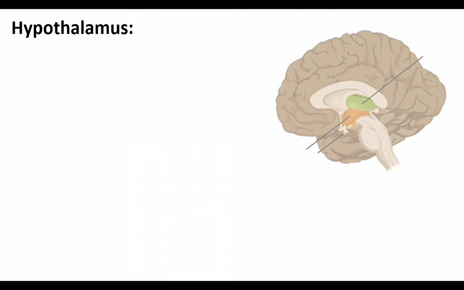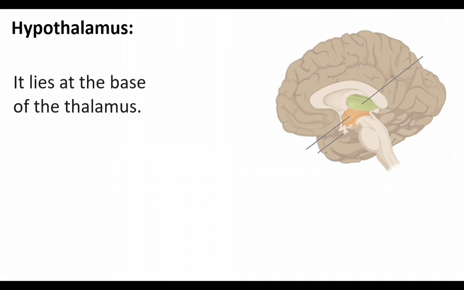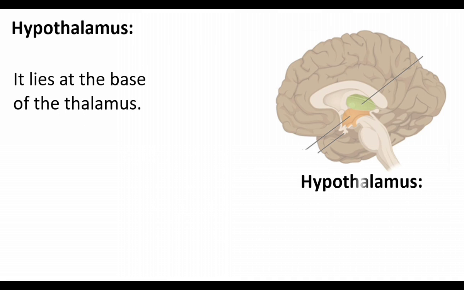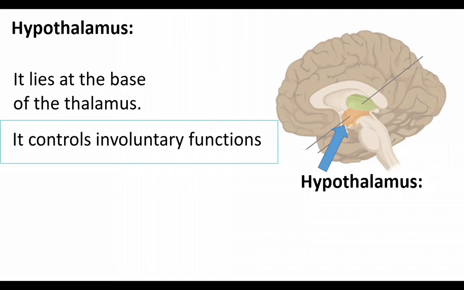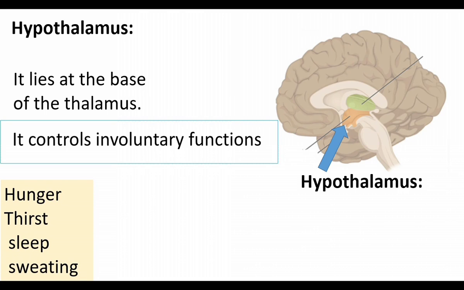Hypothalamus is found below the thalamus. It is found at the base of the thalamus. It controls involuntary functions. Voluntary functions are under the thinking of humans. Involuntary functions are not under our thinking. Hunger, thirst, sleep, sweating are the involuntary functions controlled by hypothalamus.